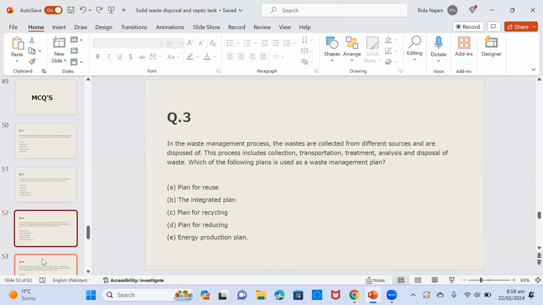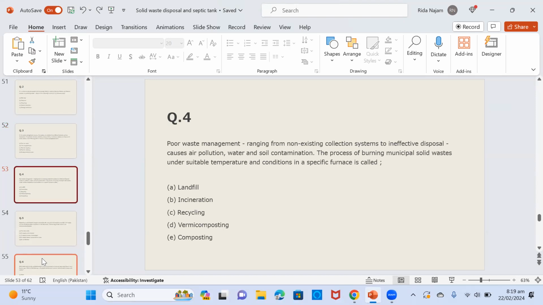Question 3. In the waste management process, the wastes are collected from different sources and are disposed of. This process includes collection, transportation, treatment, analysis, and disposal of waste. Which of the following plan is used as the waste management plan? A. Plan for reuse. B. The integrated plan. C. Plan for recycling. D. The plan for reducing, or E. Energy production plan. B. C. Yes, the answer is B.